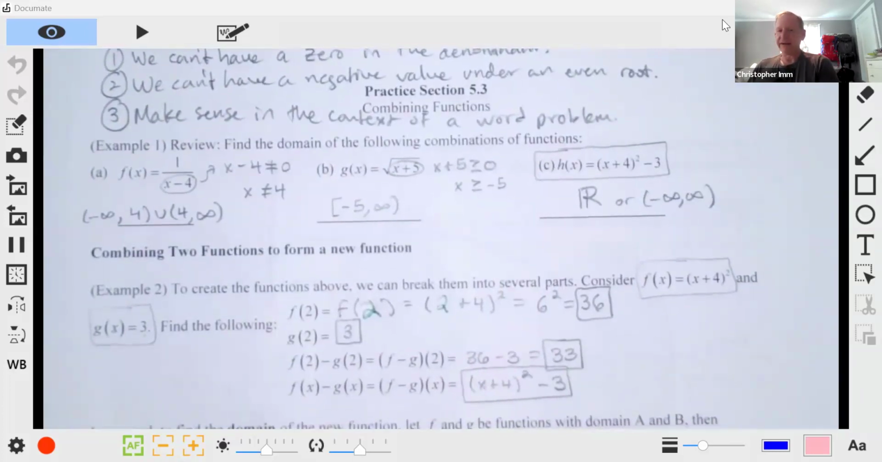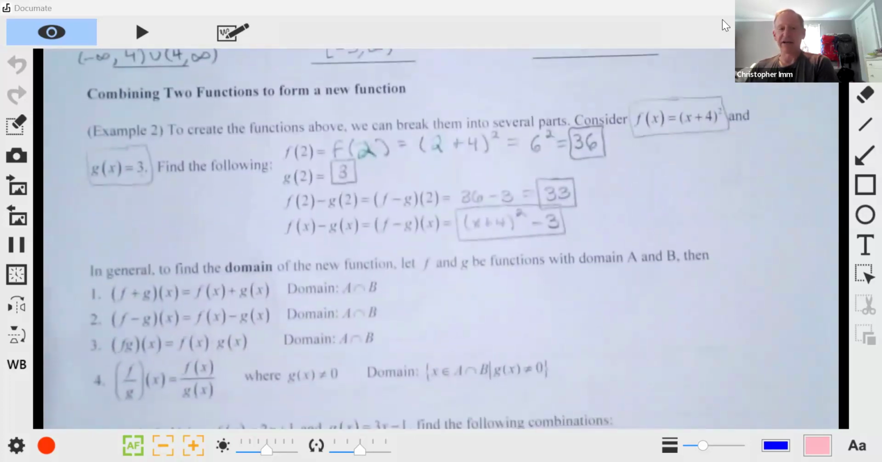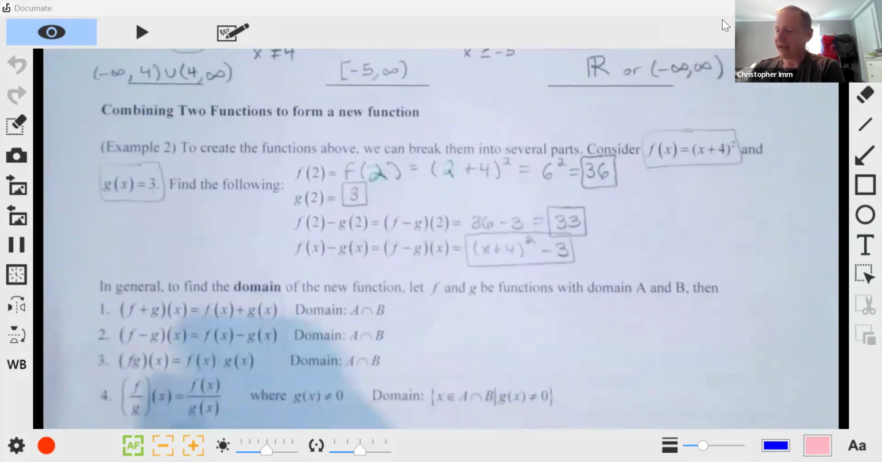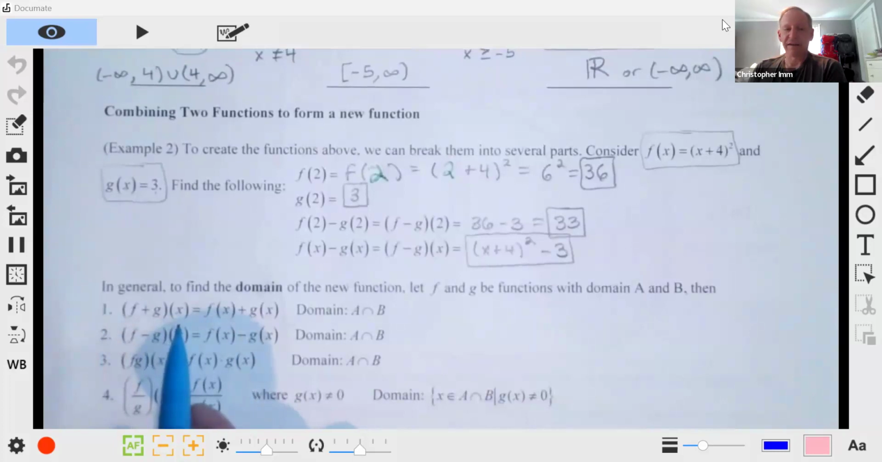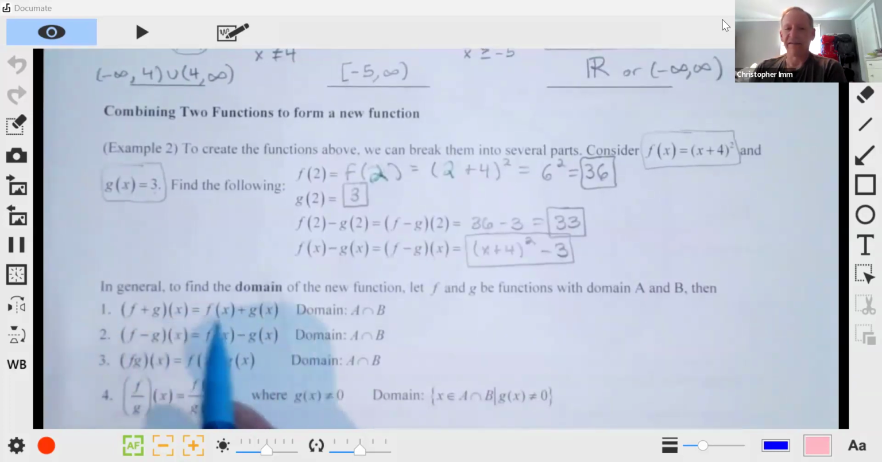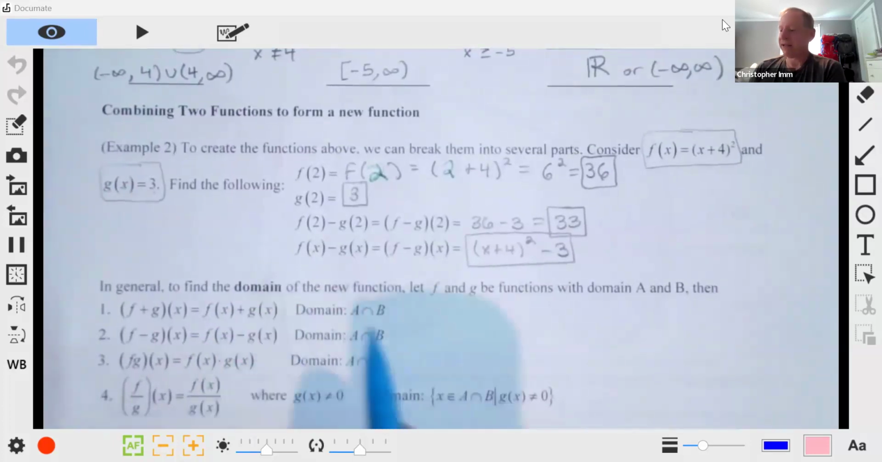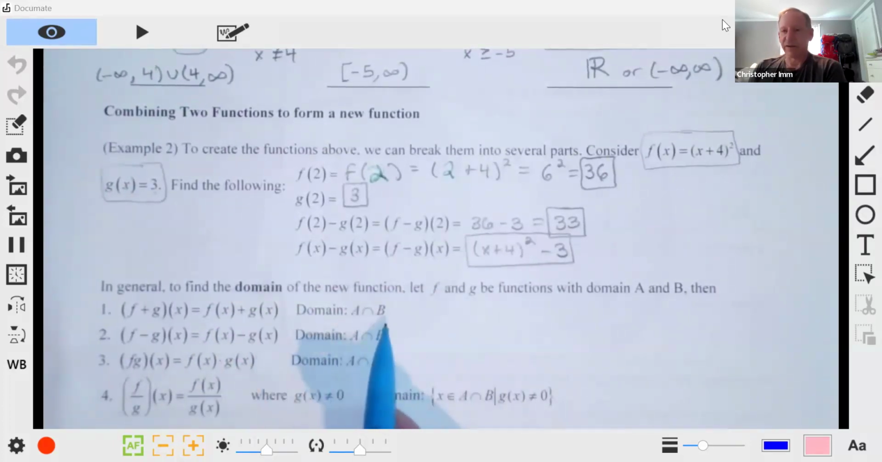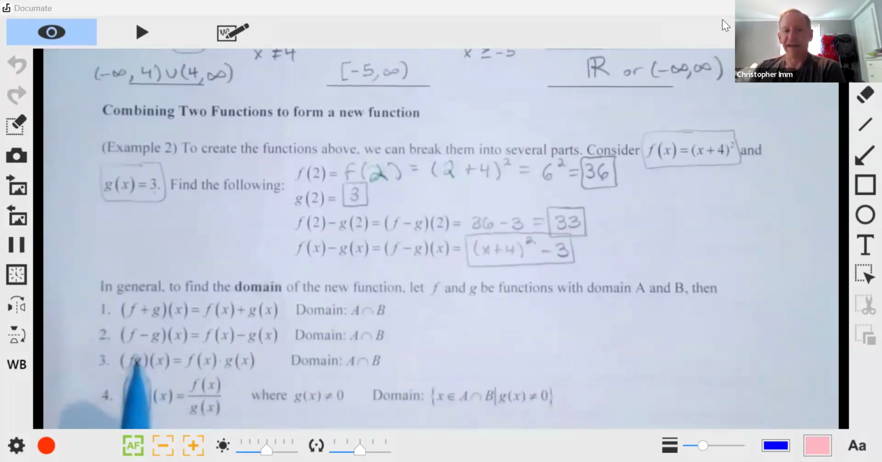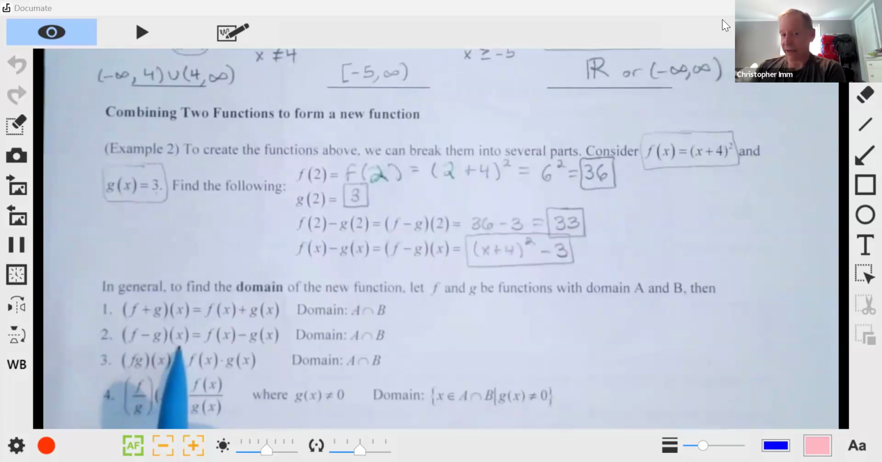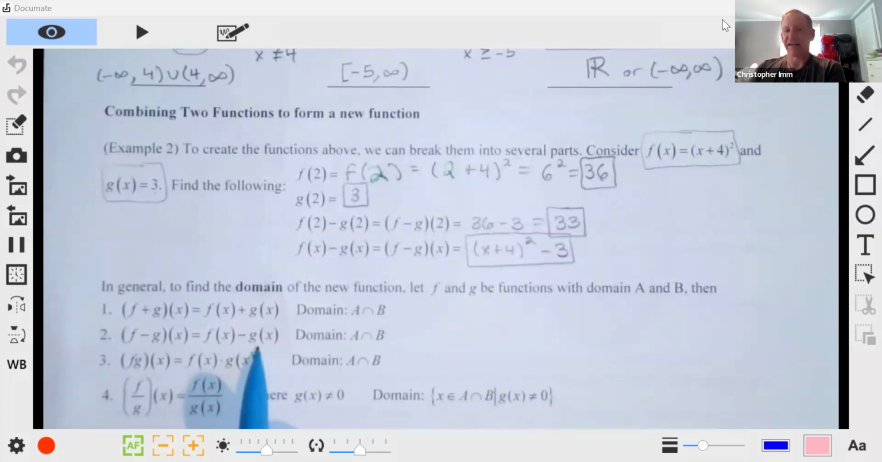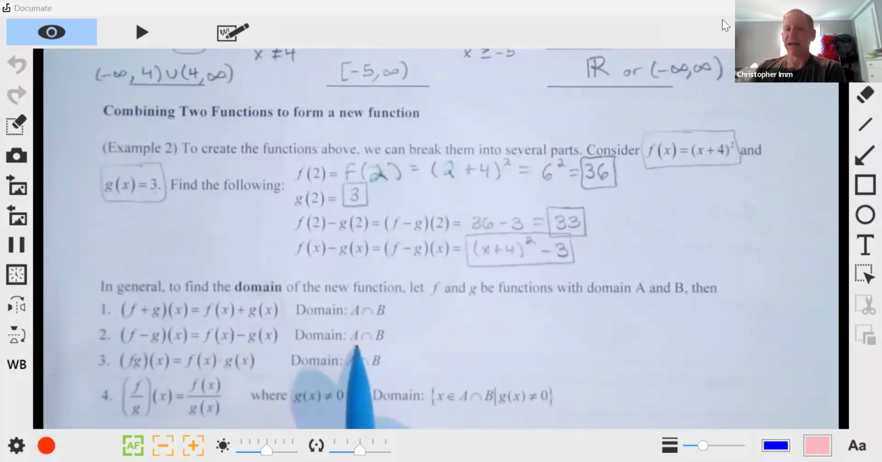When we're looking at combining functions, we have this notation here. So we have f plus g of x. We can simplify that as saying f of x plus g of x. And the domain of this is just going to be the domain that each one of those functions have in common. This is f minus g of x, just what we did up there. So that's going to be equal to f of x minus g of x, and the domain is going to be the intersection of a and b.